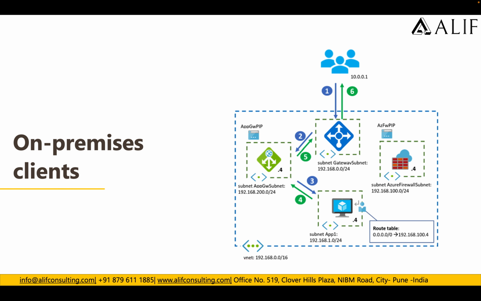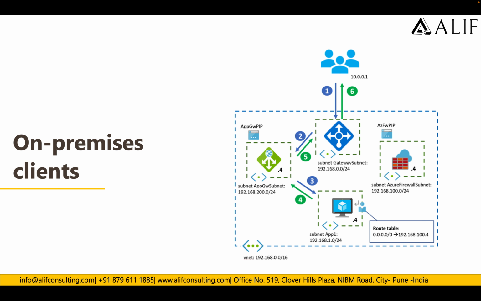So with the on-premise connectivity, you have two ways. Either you can have your traffic land on the Azure firewall, and then from the Azure firewall it can go to the application gateway, or it can go to the backend VM, and then accordingly, vice versa, the response is sent back to the client machine.